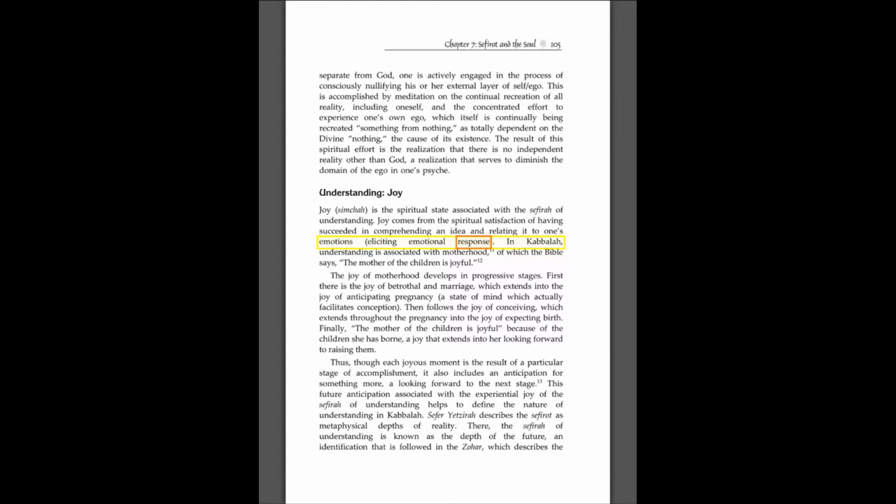emotional response. In Kabbalah, understanding is associated with motherhood, of which the Bible says, "The mother of the children is joyful." The joy of motherhood develops in progressive stages. First there is the joy of betrothal and marriage, which extends into the joy of anticipating pregnancy, a state of mind which actually facilitates conception. Then follows the joy of conceiving, which extends throughout the pregnancy into the joy of expecting birth.